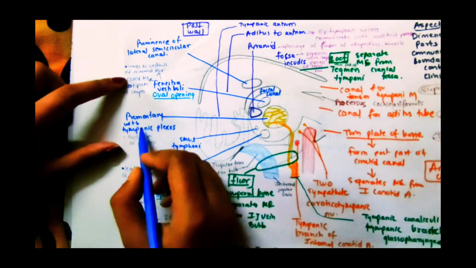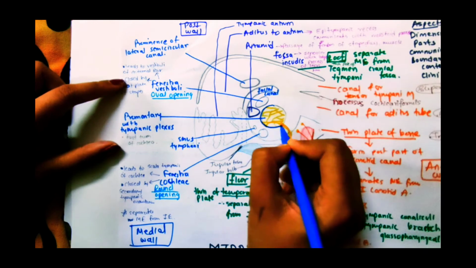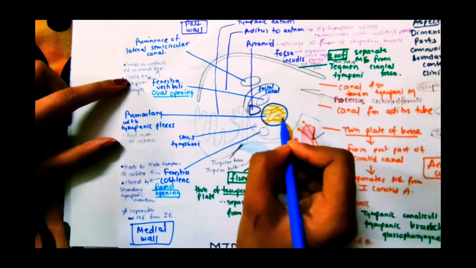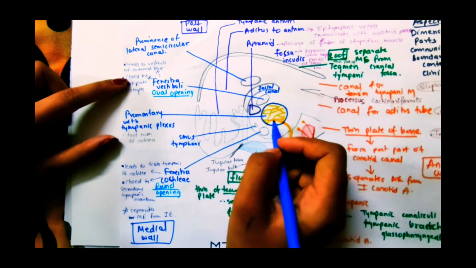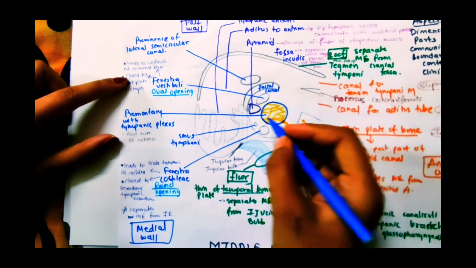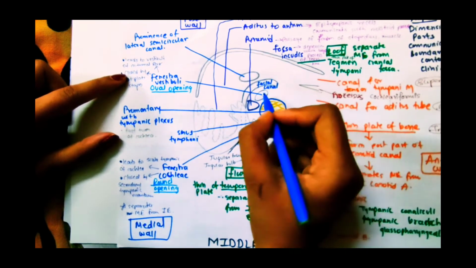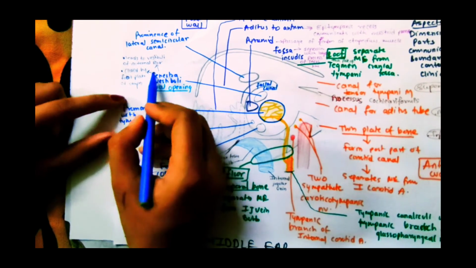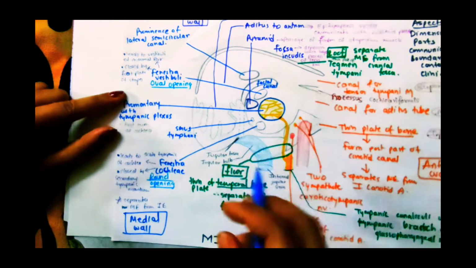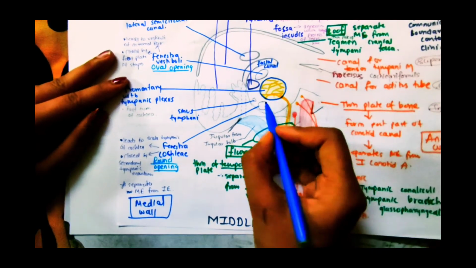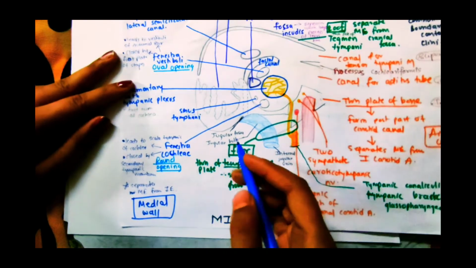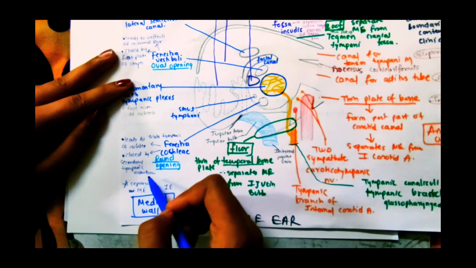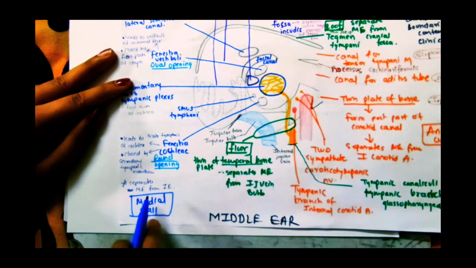The medial wall consists of a promontory with tympanic plexus. This is the promontory and it consists of a tympanic plexus. This promontory is formed from the first turn of the cochlea. Then above it consists of the fenestra vestibuli, which is the oval opening in the internal ear. It leads to the vestibule of the internal ear and is closed by the footplate of the stapes bone. Then below the promontory there is the fenestra cochleae, which is a round opening in the internal ear. It leads to the scala tympani of the cochlea and is closed by the secondary tympanic membrane. This medial wall separates the middle ear from the internal ear.